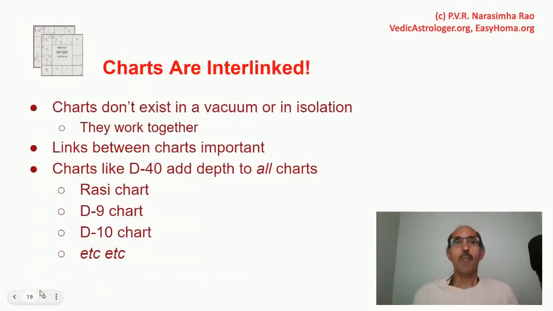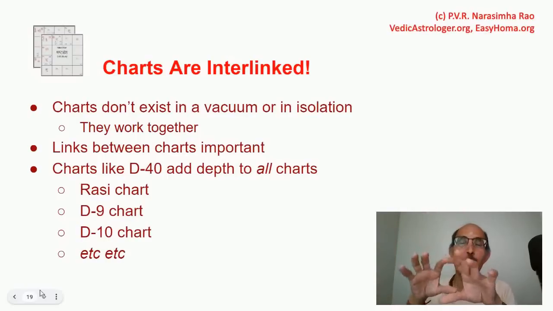And one important point I want to make is charts do not exist in a vacuum or in isolation. They work together. As I said earlier in the social security number example, different charts are like different digits in a big number. And together they identify the person, they define the person. So it's not like you just look at one chart, D10, and say everything about career. Or look at D20 and say everything about the spiritual sadhana. It is the important chart for that area of life, but other charts intersect.